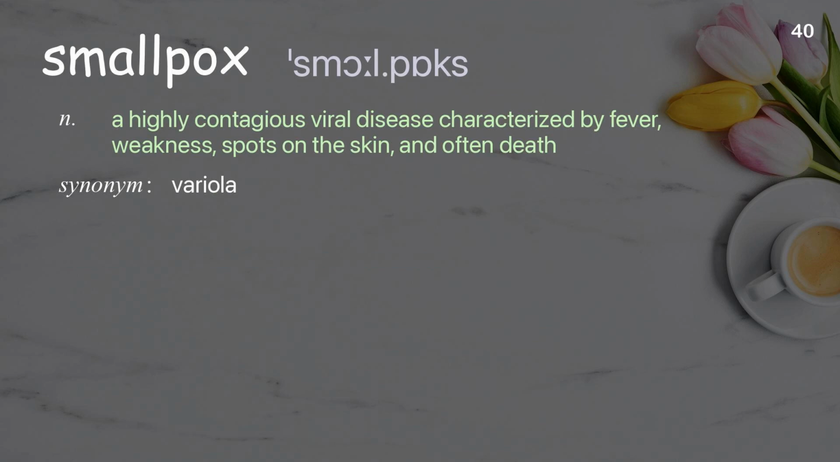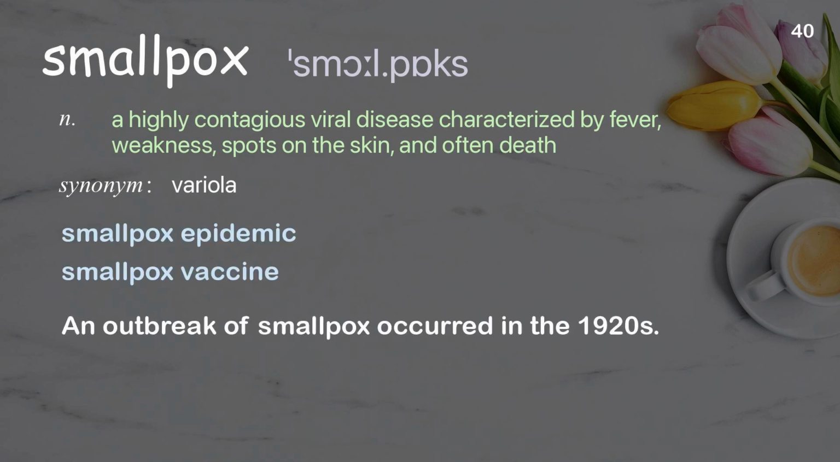Smallpox. A highly contagious viral disease characterized by fever, weakness, spots on the skin, and often death. Examples: smallpox epidemic, smallpox vaccine. An outbreak of smallpox occurred in the 1920s.